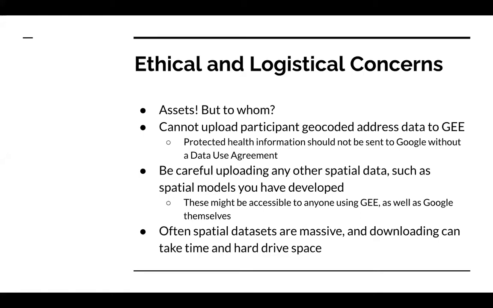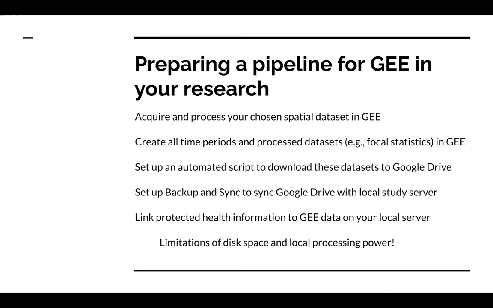So downloading can take a lot of time and hard drive space. You may remember how Kelvin went over to his task console, and he can click run to download the image. So if you were going to download many images, going through that process may be really time consuming, and then also might just swamp your hard drive, right? Your servers might just be overwhelmed by the amount of data. So, what do we do? How have we created a pipeline for using Google Earth Engine in our research?